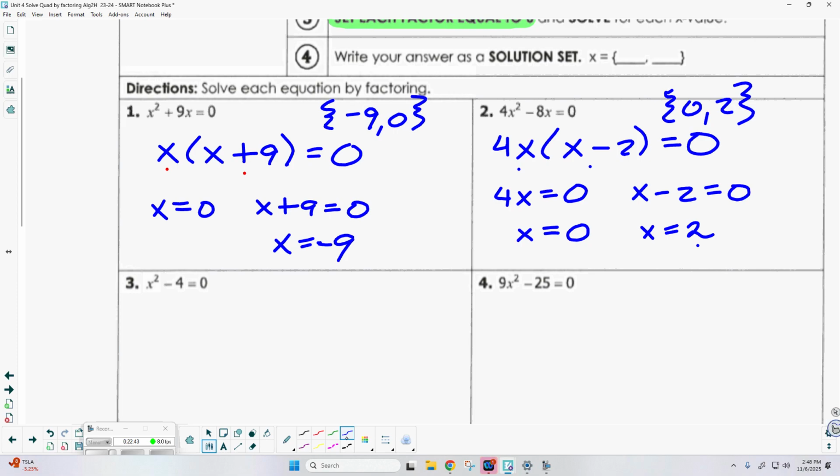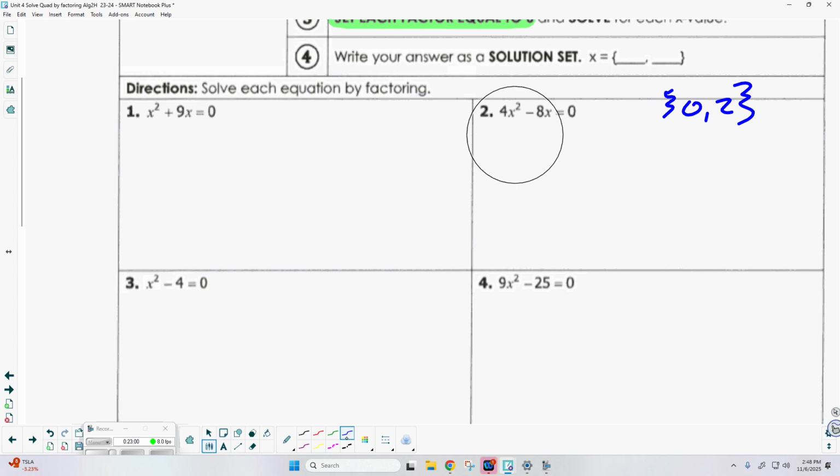So here are my 2 solutions. Okay. If I put either one of those back into the equation, it will make it 0. That's what we're looking for. How many people got that? Fantastic. We're off to a great start. Okay. Let's move on to the next one.